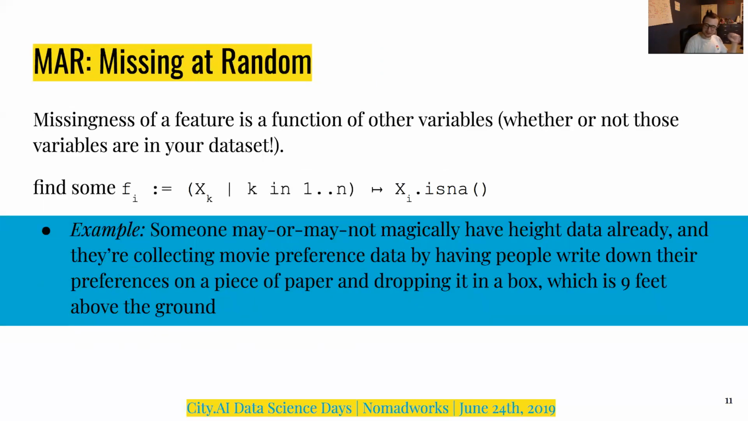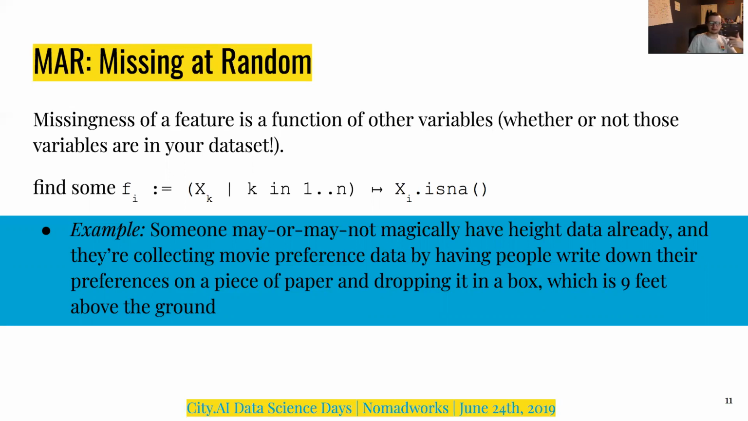Missing at random is the next regime. Missingness of a feature is a function of other variables. So you imagine you find some function that takes a sequence of variables and returns the indicator vector of this particular feature.